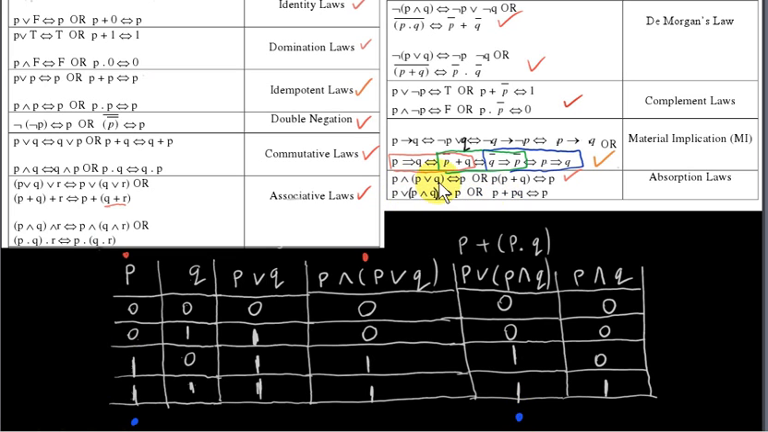The second absorption law can be got from the first absorption law by replacing the AND symbol with OR, and the OR symbol in here with the AND symbol.